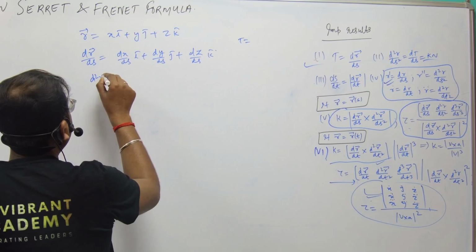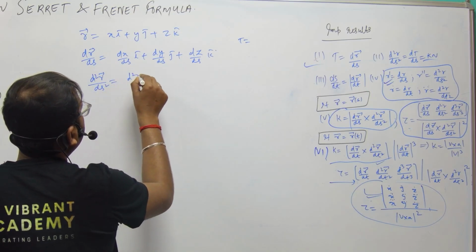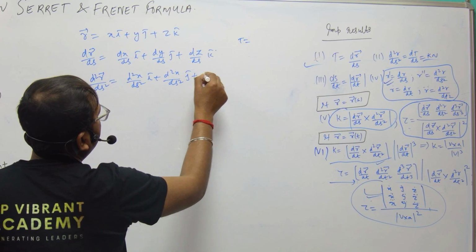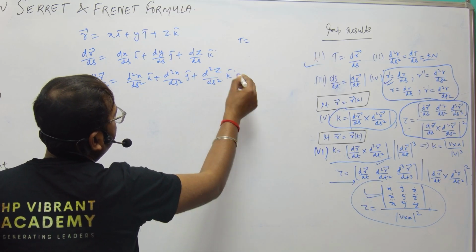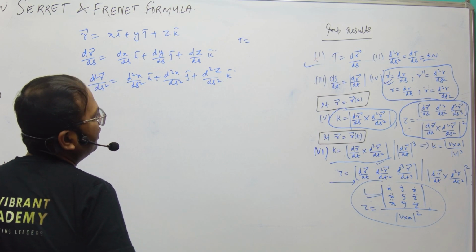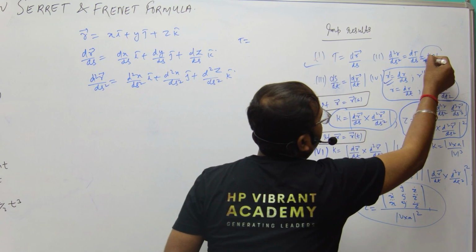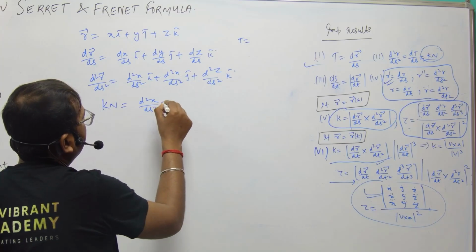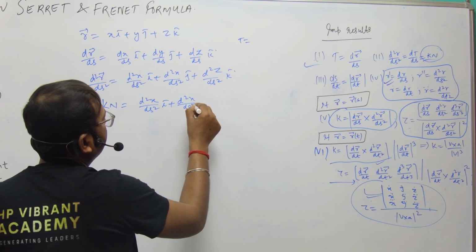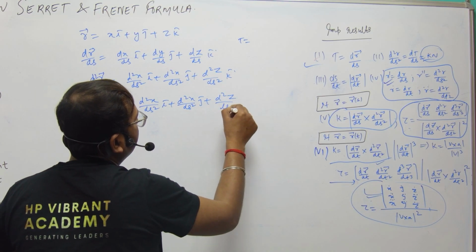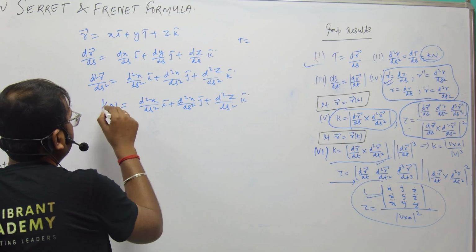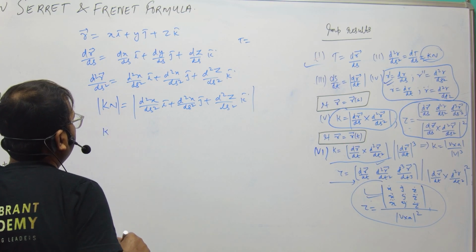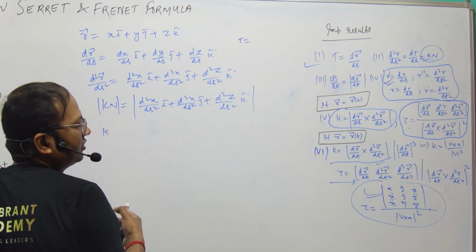Let us find d2r upon ds square, equal to d2x upon ds square i cap plus d2y upon ds square j cap plus d2z upon ds square k cap. We have the value of d2r upon ds square given by kappa n. Kappa n is equal to d2x upon ds square i cap plus d2y upon ds square j cap plus d2z upon ds square k cap. Let's take the modulus of both. Kappa is a scalar quantity, and n is a unit vector, so the modulus of a unit vector is 1.